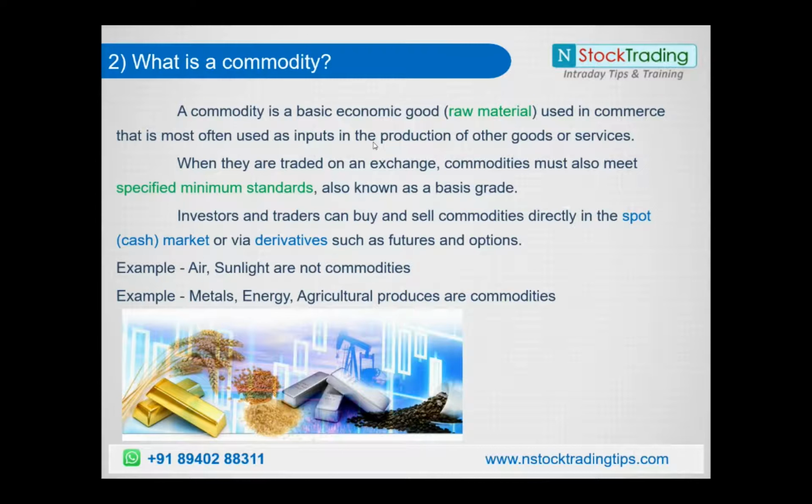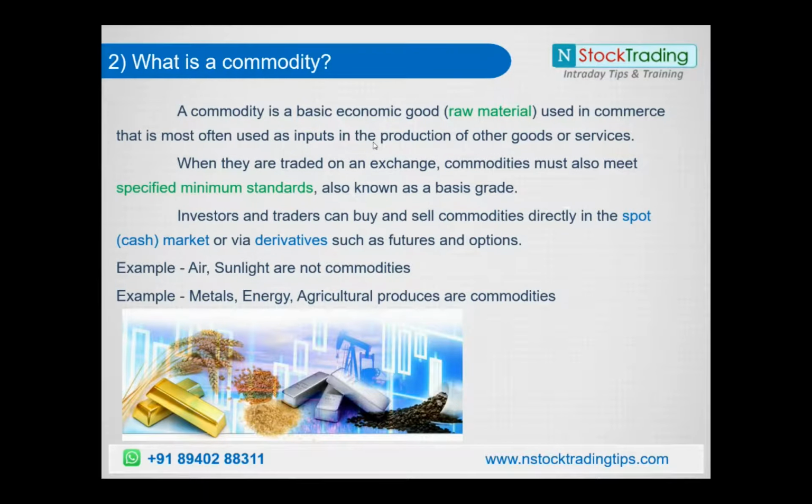Commodities can be of different quality, different grades, and all those stuff. That's the reason exchanges have been brought in. When a commodity is traded in an exchange, there is a specified minimum standard, which is also called the grade, which is maintained and is uniform throughout all the exchanges in the world. So this is how commodities are traded in exchanges, by having certain specified minimum standards.